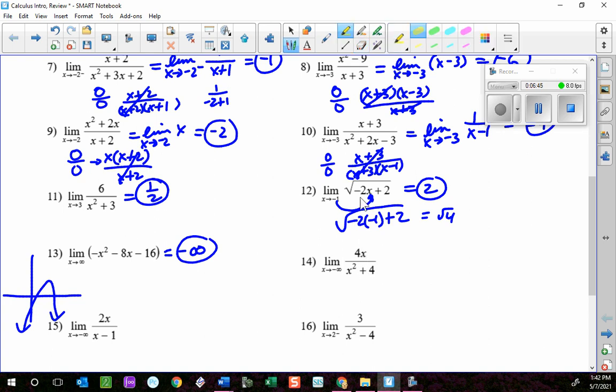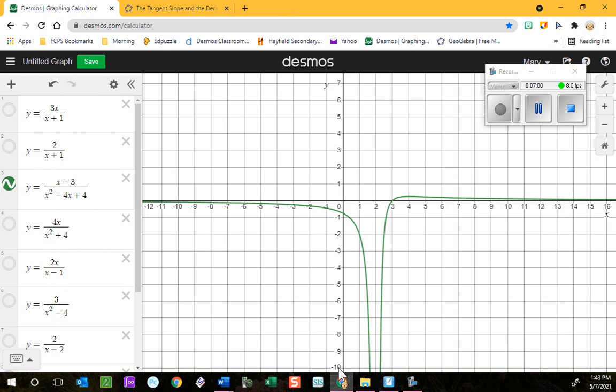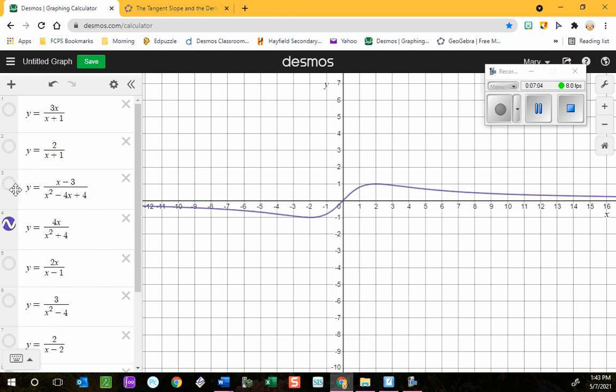The degree in the numerator here is x to the first. The degree in the denominator is x squared. So that means that my horizontal asymptote is 0. So this goes towards 0 on both ends. But let's also look at a graph. We got 4x over x squared plus 4. So there it is. And look at that purple one. It does go to 0 on both sides. Okay, so you can look at a picture or just know your asymptote rules.